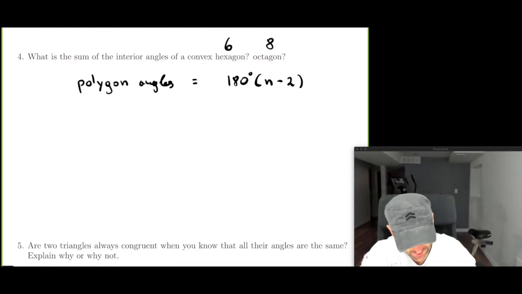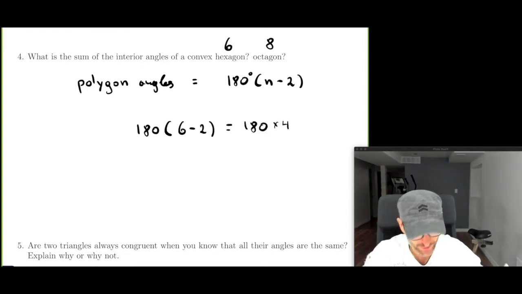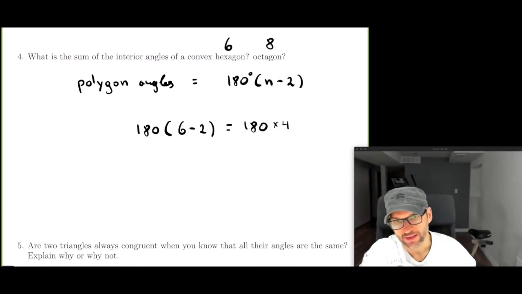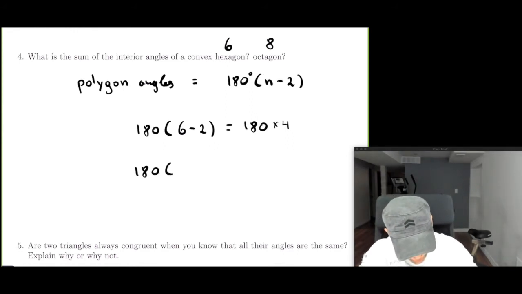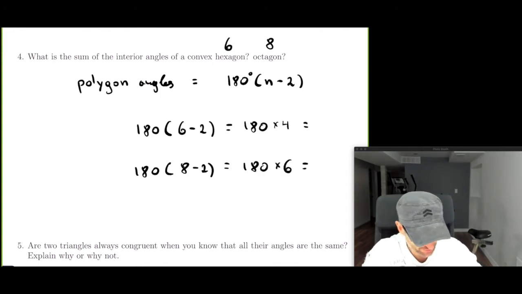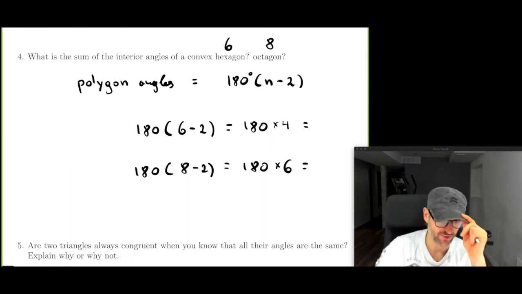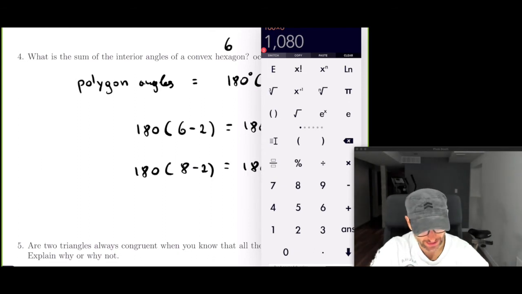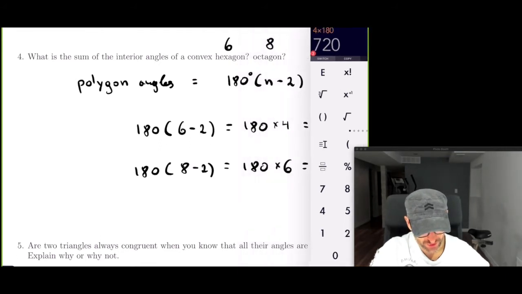So in this case, if it was a hexagon, you would say 180, n is 6, so 6 minus 2, so this is 180 times 4, and you can get your answer. That would be 720 in this case. And then for the octagon, you would have 180, now it's 8 minus 2, so this is 180 times 6, and there you have it, and you can punch that into the calculator if necessary. If you're kind of uncertain, you can do it on the side for yourself as well. So this is 1080, and as we said, the other one was 4 times 180, which was 720.